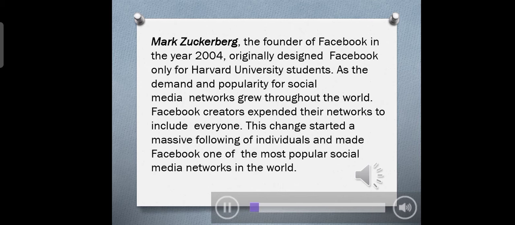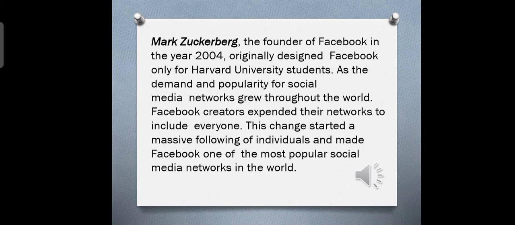Mark Zuckerberg, the founder of Facebook in the year 2004, originally designed Facebook only for Harvard University students. As the demand and popularity for social media networks grew throughout the world, Facebook creators expanded their networks to include everyone. This change started a massive following of individuals and made Facebook one of the most popular social media networks in the world.